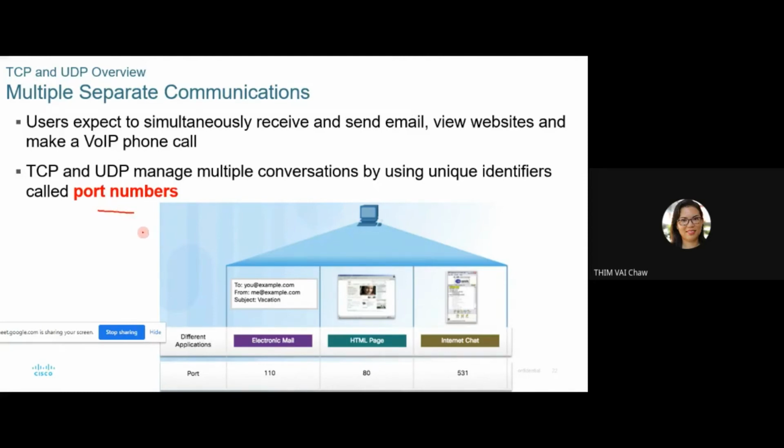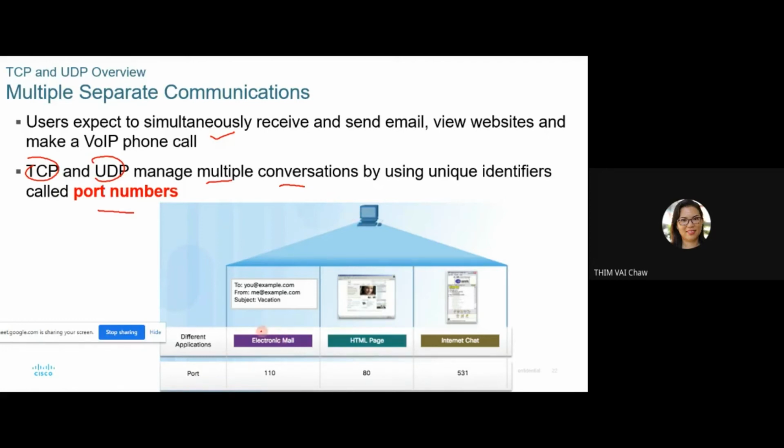No matter whether you are using UDP or TCP, both protocols are required to manage multiple conversations by using a unique identifier called a port number. Users expect to simultaneously receive and send email, view websites, make phone calls, and so on. That's why the device can multitask and run multiple applications at one time. How can your PC or device identify each application? They use the port number.